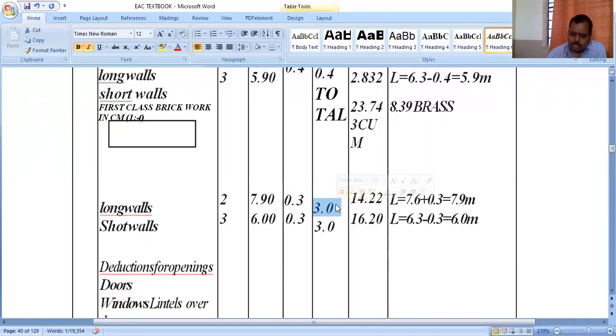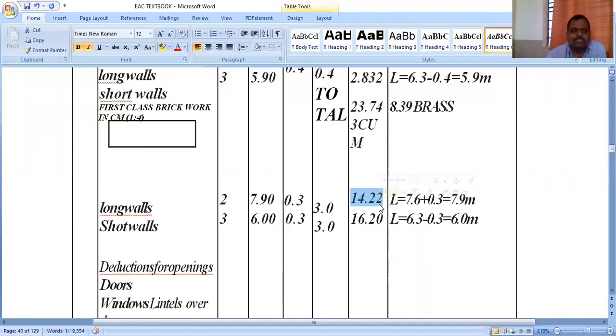So how much is it? 2 is number, 2 multiplied by length of the long wall, 7.9 meter, whereas the width of the long wall is 0.3 meter, and the height of the long wall is 3 meter. So the answer is 14.22 cubic meter. I have written here how much it is, 14.22 cubic meter.